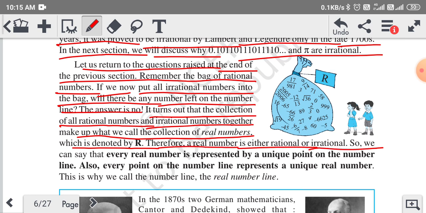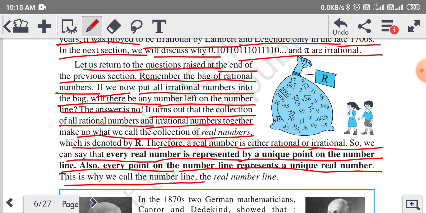So we can see that every real number is represented by a unique point on the number line. Also every point on the number line represents a unique real number. This is why we call the number line the real number line.